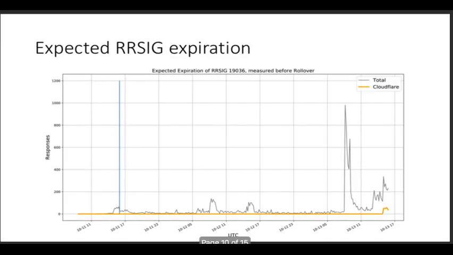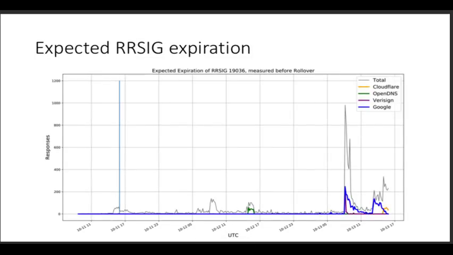And if we look at public resolvers, we've seen the resolver probes that used Cloudflare had expected RRSIG expiration at the very end of the rollover. We have OpenDNS, which explains this small bump over there. So they apparently had their expiration roughly a day after the rollover. We have VeriSign resolvers, which are also quite prevalent, which were also at the very end. And the Google resolvers also were expiring more at the end of the 48-hour period.